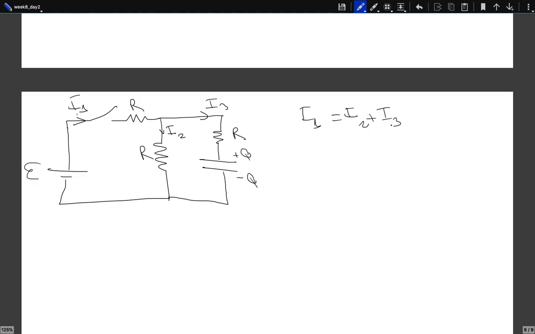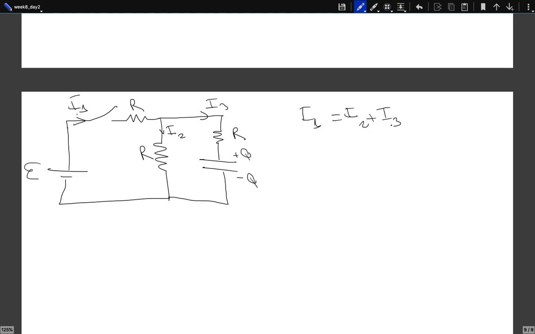How many unknowns do we have, by the way, in this question? 4. We don't know the currents, but we also don't know the charge of the capacitor. So we need 4 equations. This is one of them.